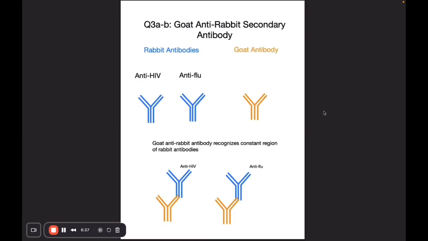Here's a good question about antibody pairing. Could the same goat anti-rabbit secondary antibody detect different rabbit antibodies, for example, one against influenza and another against HIV? The answer is yes. That's because the goat anti-rabbit antibody binds to the constant region of rabbit antibodies, a region that's the same regardless of what antigen the rabbit antibody is specific for. So it doesn't matter which antigen the rabbit antibody targets, as long as it's a rabbit antibody. The same goat anti-rabbit secondary will detect it.